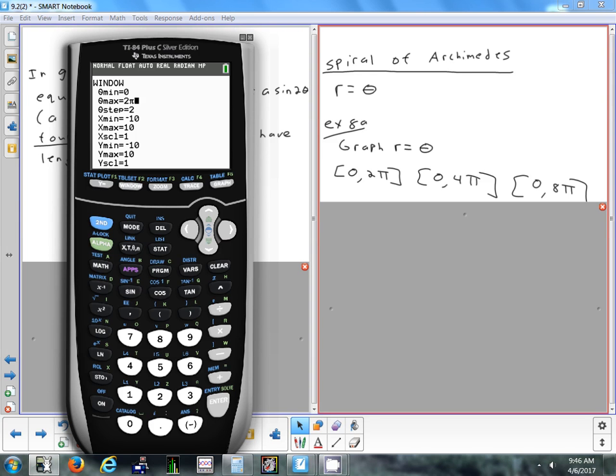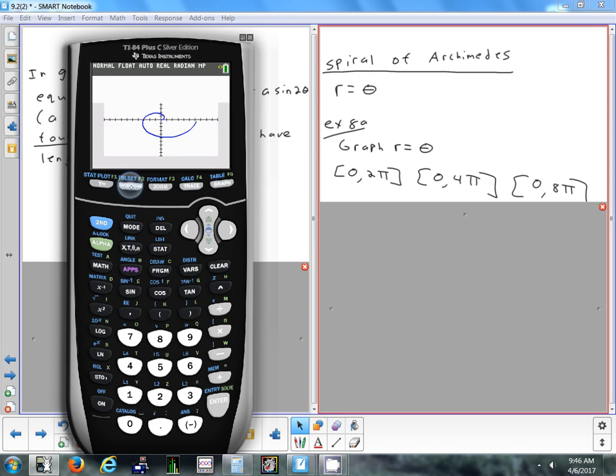The step, yeah, that's awful. If you're going from 0 to 6 and you go by 2's, you're only going to graph 4 points: 0, 2, 4, 6. So your spiral is going to look like 4 line segments. It's not going to look like a spiral at all. What would be a good step? 0.5, maybe. You could even do 0.1 because you're only going 0 to 6. So if you go by 0.1, it's going to graph it pretty fast, and you get one spiral.